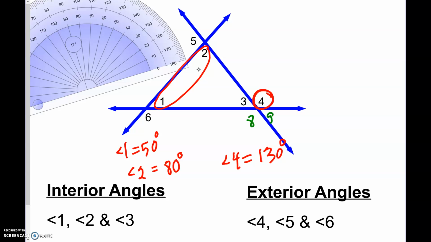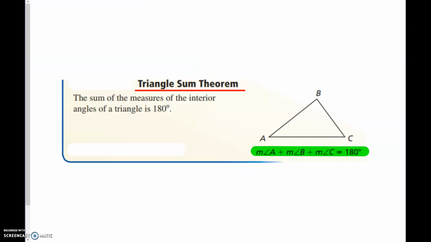And what did we find out? The sum of the two remote interior angles equals that exterior angle. So this is a theorem that we will be using in this section. You guys should already know this from previous: the sum of the interior angles is 180 degrees. That should be something you already know.